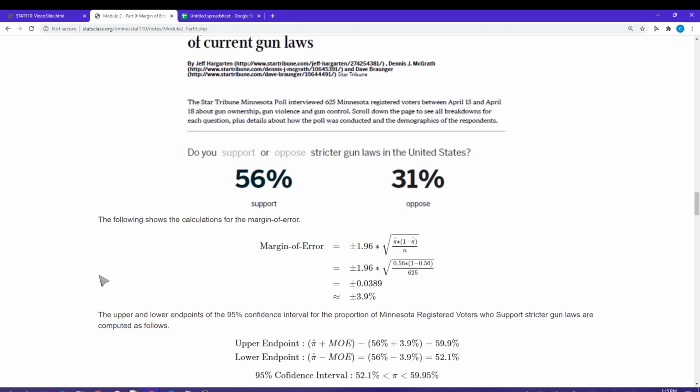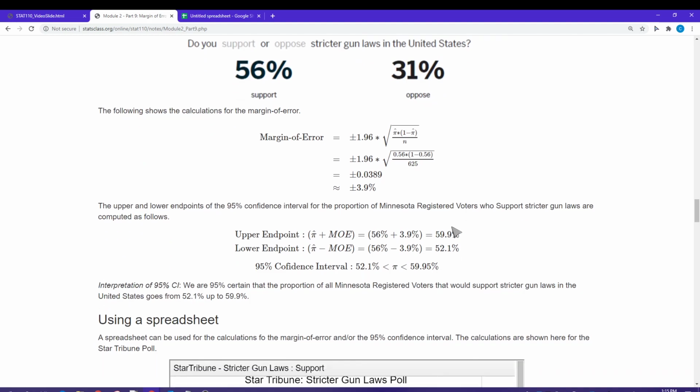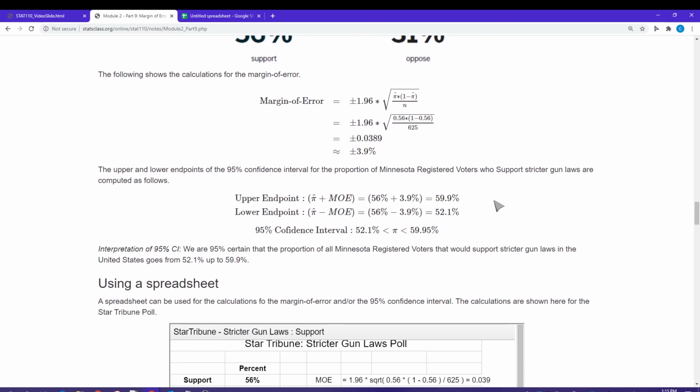Okay, so I'm going to let you go ahead and take a moment and maybe just grab a calculator or use a spreadsheet to obtain the margin of error using these formulas. So just verify that these formulas are correct. Once we obtain the margin of error, then we can easily obtain the upper endpoint. I would just use the positive margin of error for the upper endpoint. And I can also obtain the lower endpoint of my 95% confidence interval by using the negative margin of error.